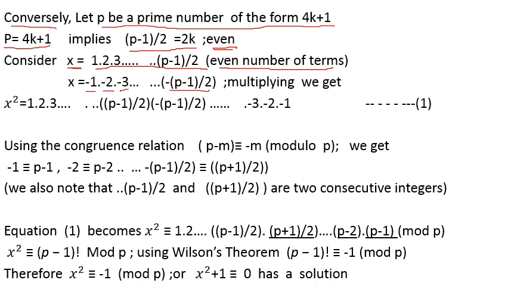Now we multiply x and x, and we get x square. On the right hand side we multiply 1 into 2 into 3 up to P minus 1 by 2, then this product we will take in the reverse direction for our convenience, and I will call it equation 1. We will convert these negative numbers into positive numbers by considering a congruence relation.